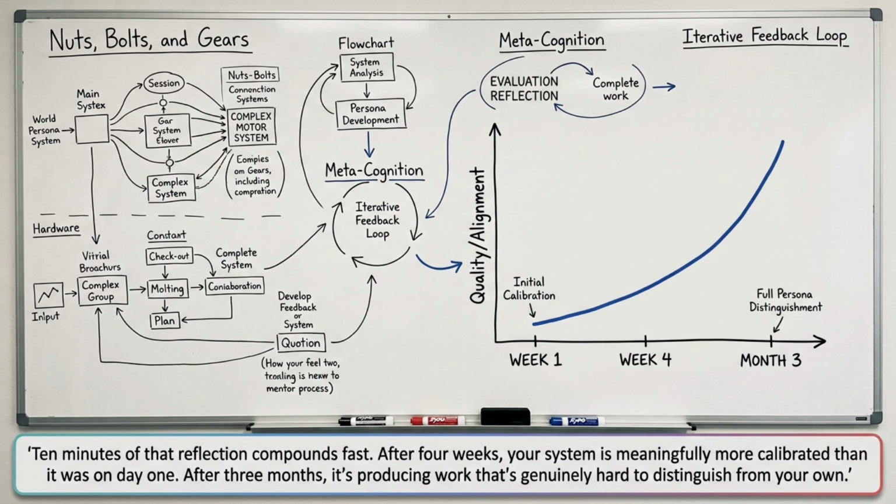After 4 weeks, your system is meaningfully more calibrated than it was on day 1. After 3 months, it's producing work that's genuinely hard to distinguish from your own, because it was built from your own voice, your own examples, and your own standards all along.